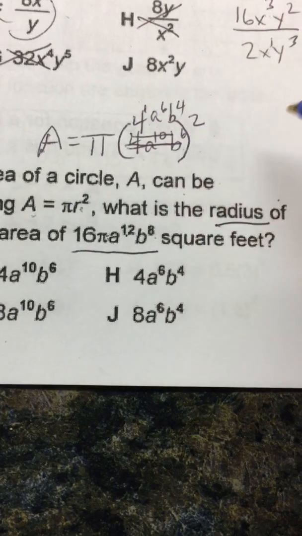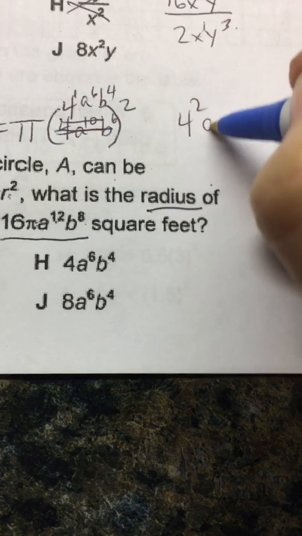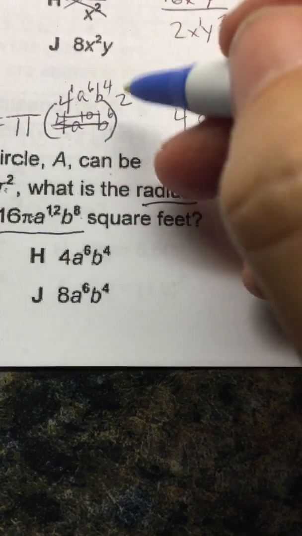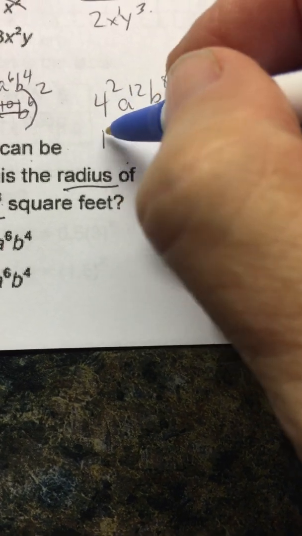So this is 2 times 1, so that's 4 squared is the very beginning. So I'm going to write it up here where you can see it. 4 squared, a to the 12th, b to the 8th. I just multiplied 2 times 4, 2 times 6, 2 times 1 because you multiply the exponents. 4 squared is what number? Put in the calculator. It is 16.